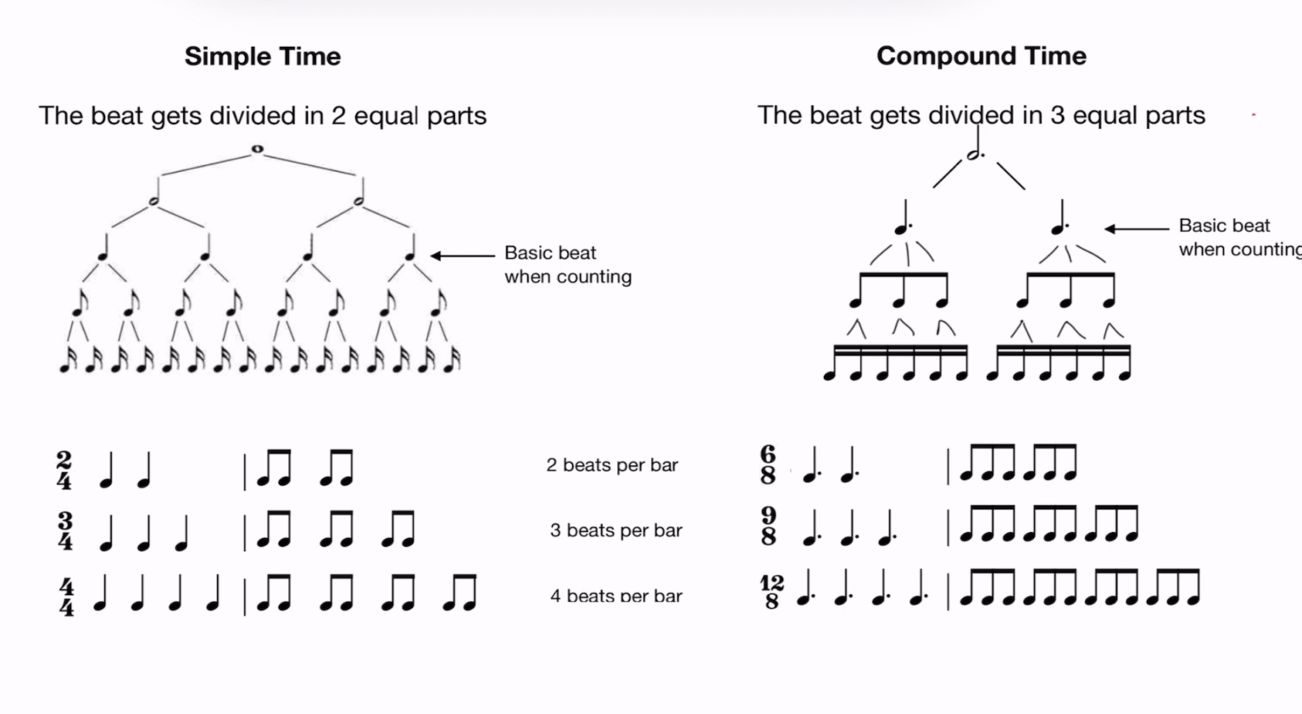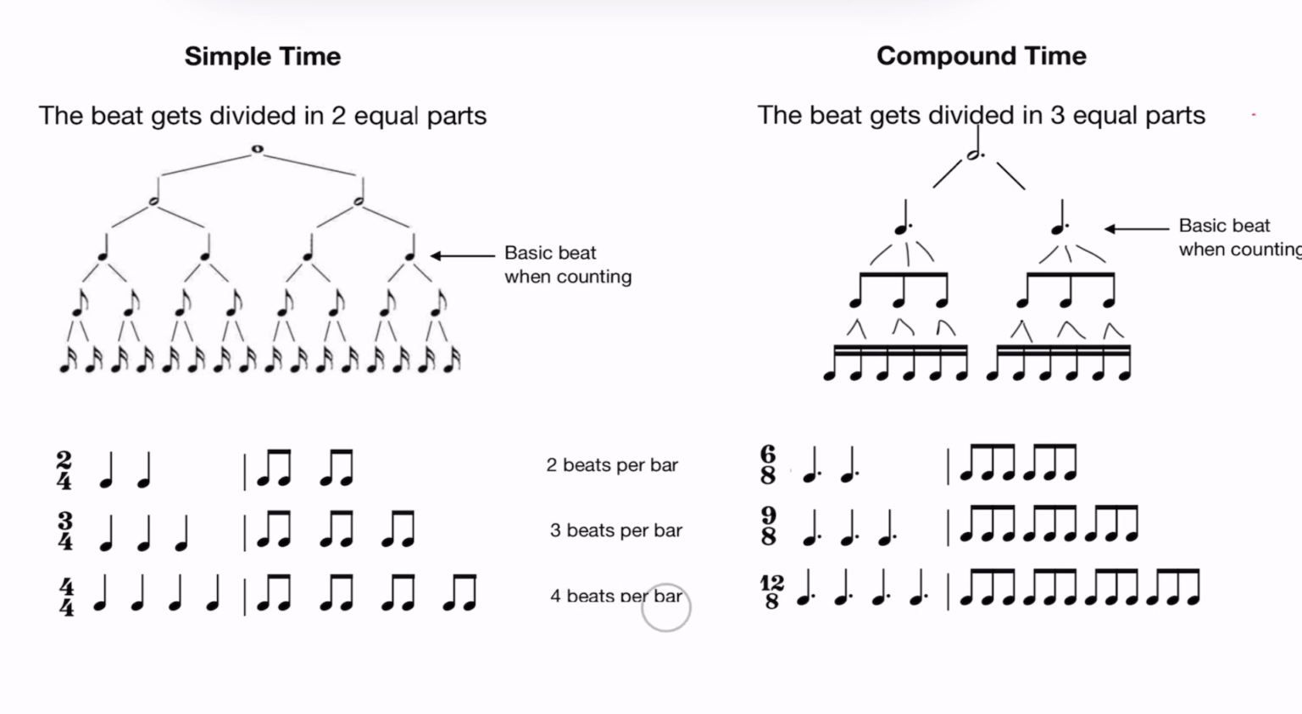In 2/4, we divide our beat into 2 equal parts, and in 6/8, we divide our beat into 3 equal parts. Next, we have 3 beats per bar. In simple time, you have 3/4, so we have 3 quarter notes per bar. Each gets divided into 2 eighth notes. In compound time, we would call it 9/8. Our basic beat is a dotted quarter note, and when we subdivide that dotted quarter note into 3 equal parts, we get 1, 2, 3, 4, 5, 6, 7, 8, 9 eighth notes. So we call that 9/8. These are examples of 3 beats per bar. This one's in simple time and we subdivide by 2. This one's in compound time and we subdivide by 3.